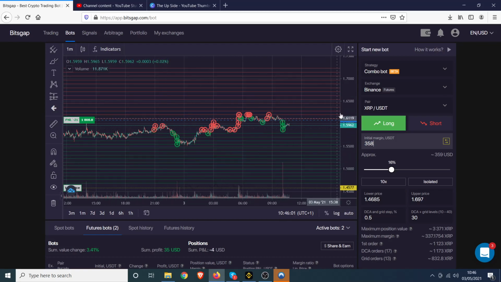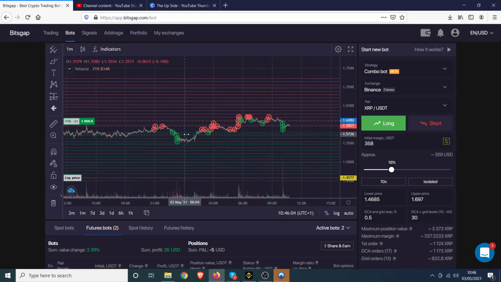But the nature of the bot is that each one of these grids represents an area where a new long position would take place. So rather than going all in at one place, you are in a bit here, you've closed some, and so the reds represent portions of that long being closed for profit. The greens represent new longs being taken on. So one long there, one long there, one long there, one long there.